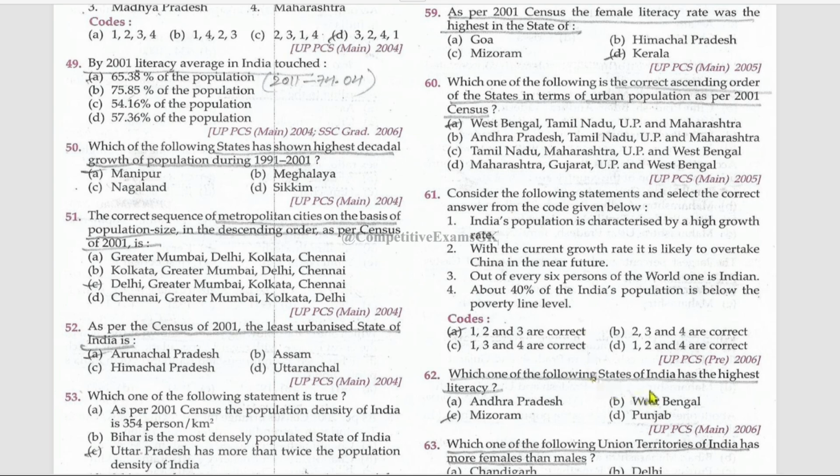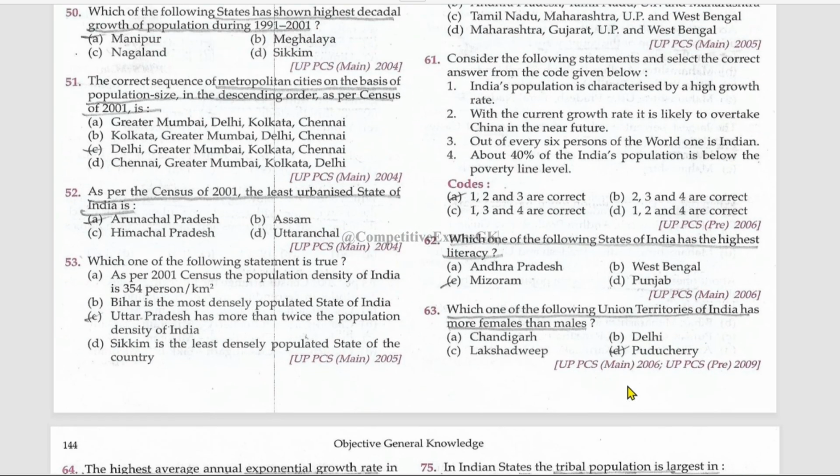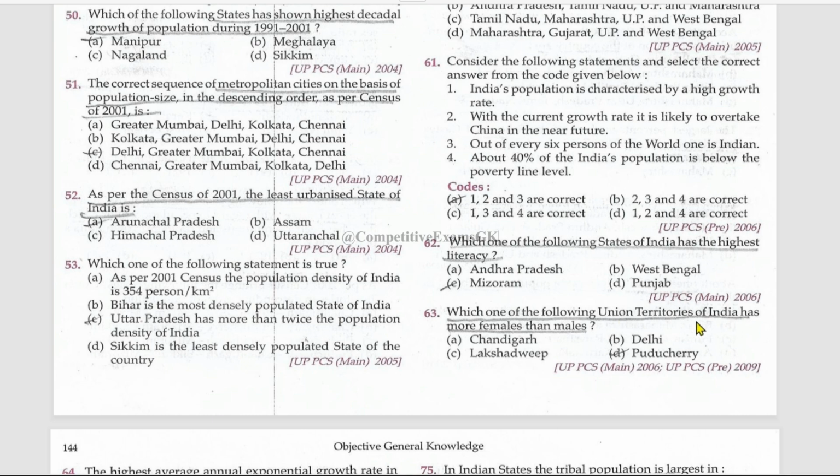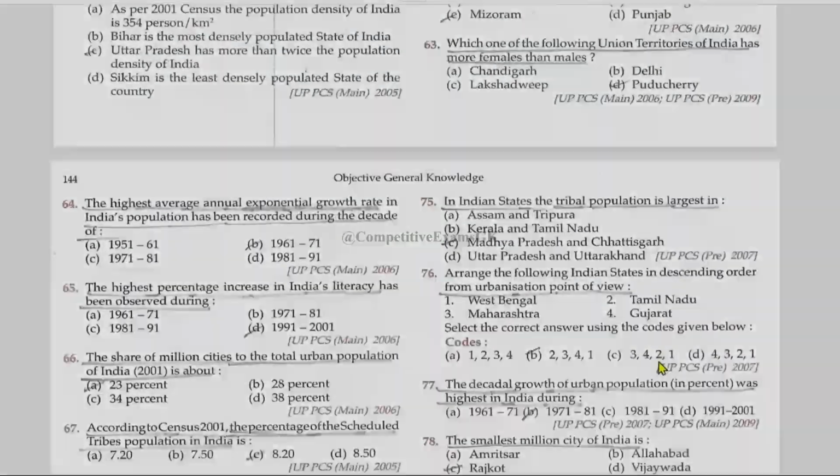Which one of the following states of India has the highest literacy rate? Okay, Mizoram. Among these four, Mizoram has the highest literacy rate. But overall in India, Kerala has the highest literacy rate. Which one of the following UTs has more females than males? That is Puducherry.